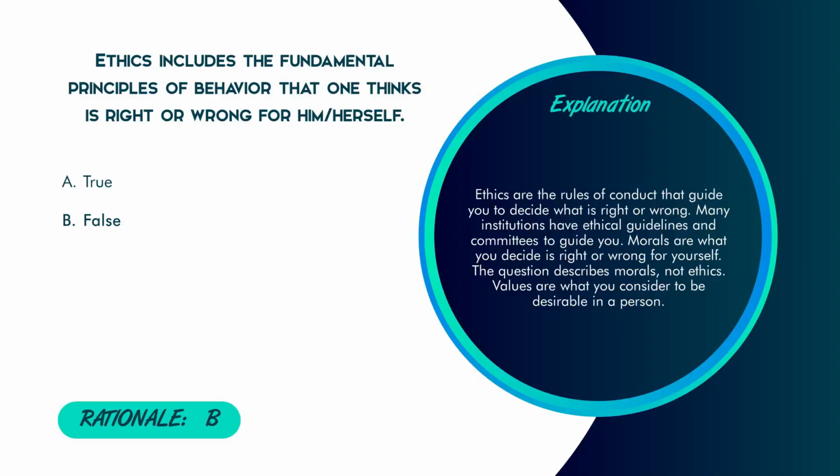So it's important to really know this chapter. It's a very difficult chapter to grasp. It's a chapter that you might have to look over at least 3 times to understand the difference between ethics, morals, values, principles. All these things are important. So what are ethics? Ethics are the rules of conduct that guide you to decide what is right or wrong.